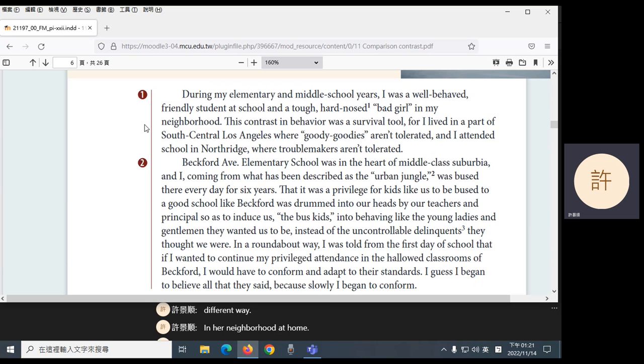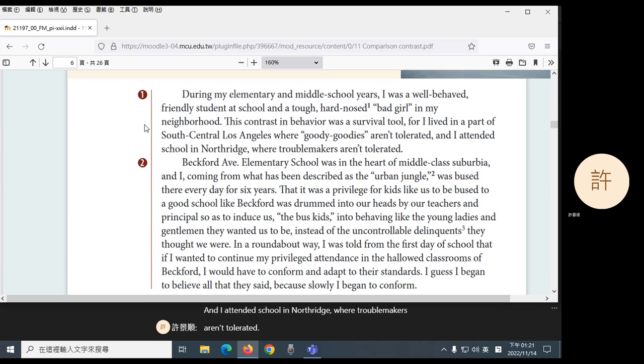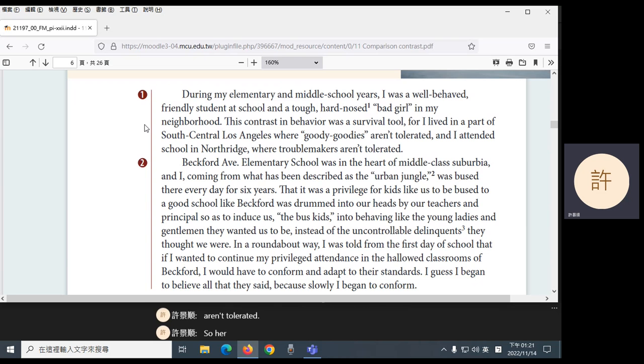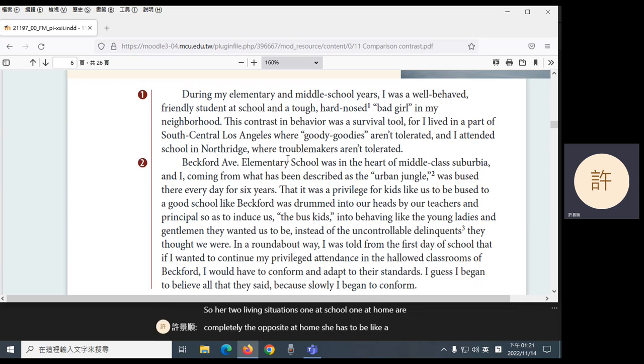This contrast in behavior was a survival tool, for I lived in a part of South Central Los Angeles where goody-goodies aren't tolerated, 乖小孩. And I attended school in Northridge, where troublemakers aren't tolerated. So her two living situations, one at school, one at home, are completely the opposite. At home, she has to be like a troublemaker, but at school, she has to be a good student.